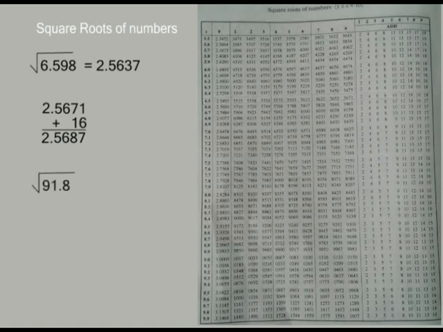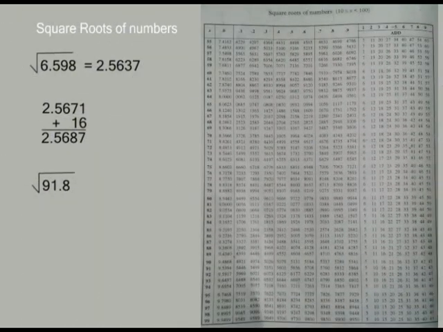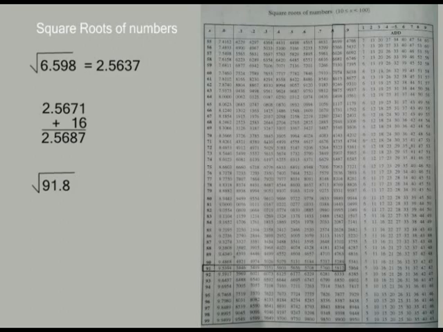Square root of 91.8. Here we go to the tables from 10 to 99.99. 91 is here. The numbers in this row all begin with 9 point. So we go to the column of 8. The number is 5812. So it's actually 9.5812. No second decimal place, and we stop here. So the square root of 91.8 is 9.5812.